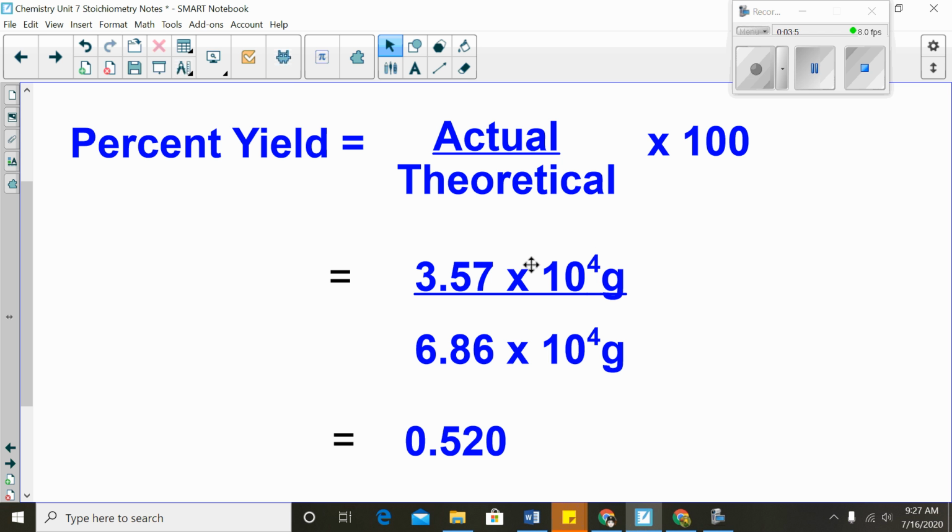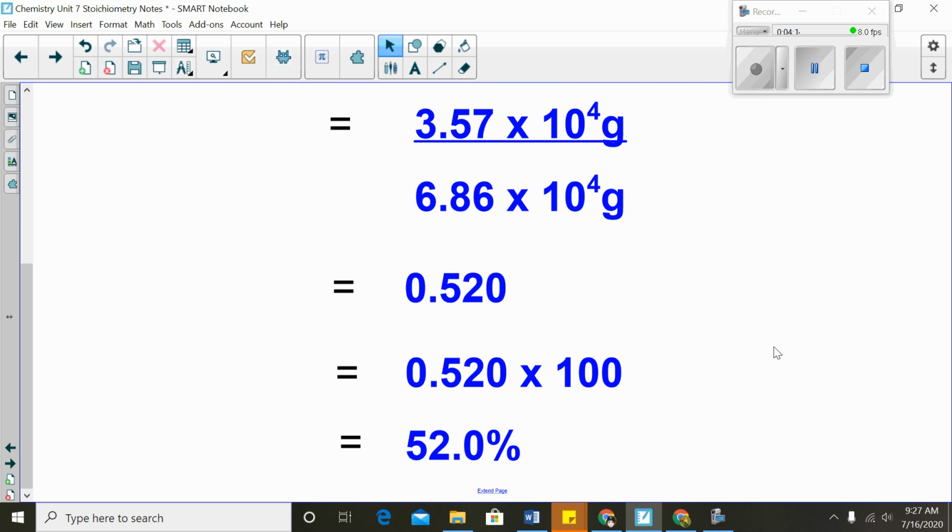Remember to use the EE key. So this is 3.57 EE to the 4th, and you divide that by 6.86 EE to the 4th, and you get a lot of decimals, but I'm going to keep my significant figures. Each of these has 3 significant figures. So this is 0.520, but remember this is a percent, so you times it by 100. So the student's percent yield is 52.0%.